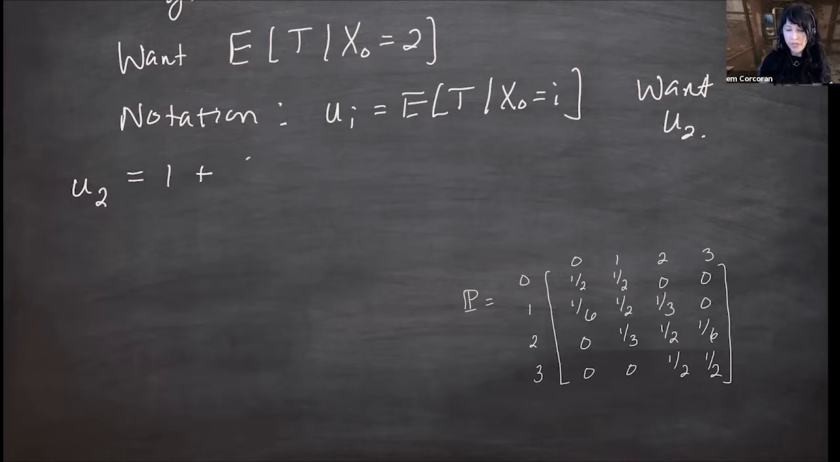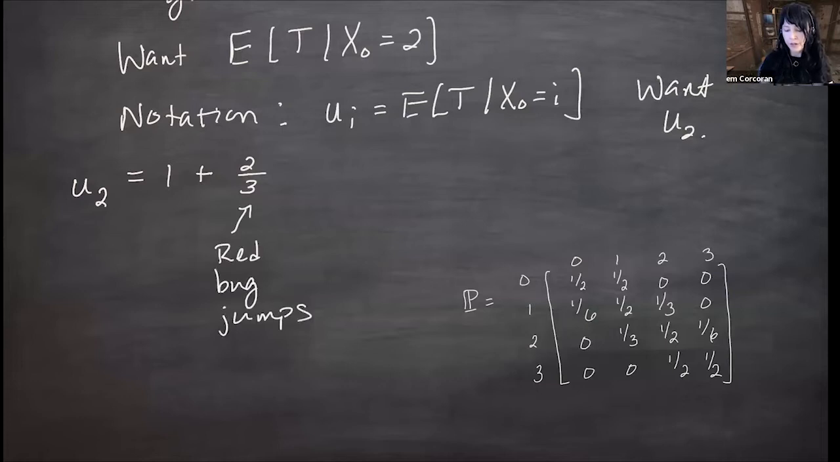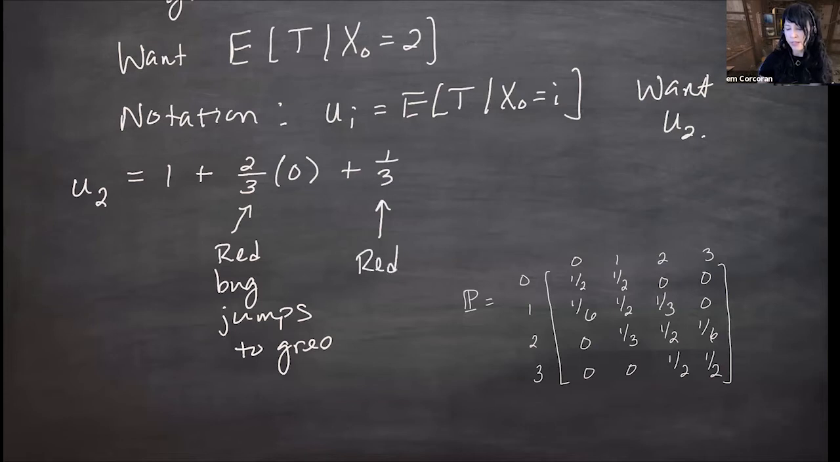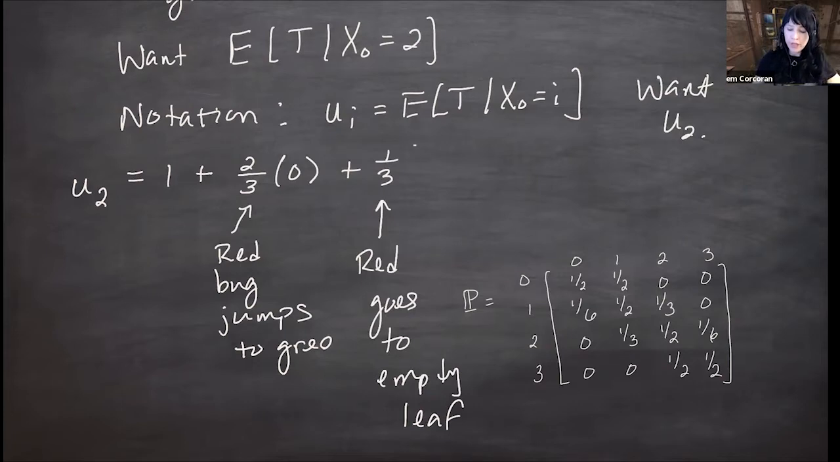So with probability 2/3, the red bug jumps to green and it's over, because there's 3 leaves he can jump to. And so there's no more steps. But then with probability 1/3, the red bug jumps to the empty leaf. And now what happens next depends on whether or not a green bug joins the grid.